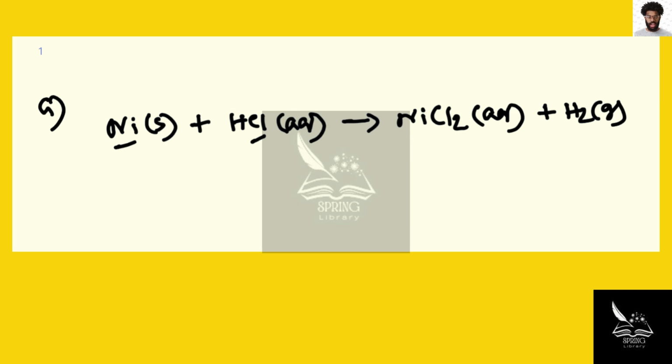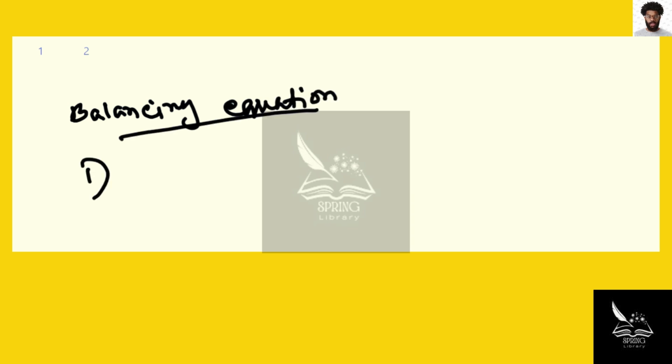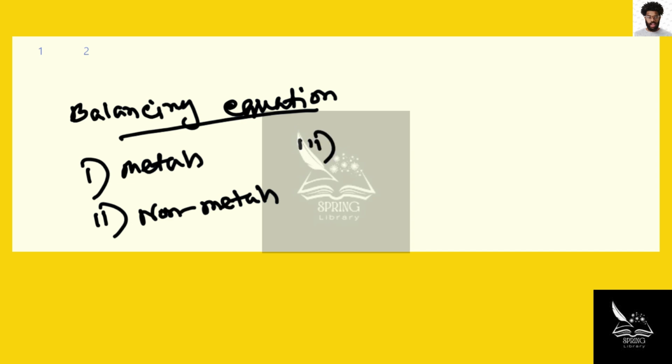Now we have to balance it, and for balancing we have to keep in mind that first we balance the metals, then we balance non-metals, then we balance hydrogens, and then we balance oxygens if we have any. So this is the regular procedure for balancing a chemical equation.